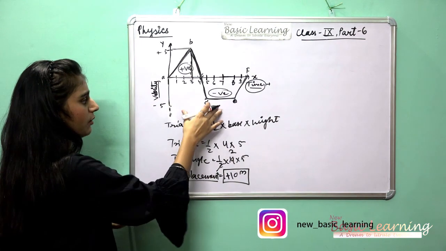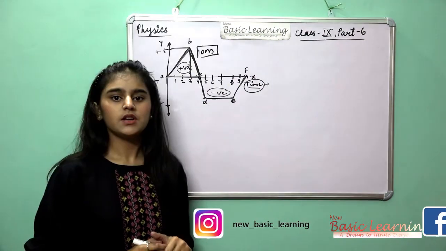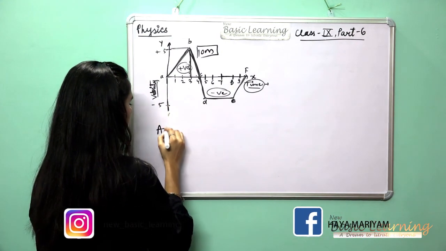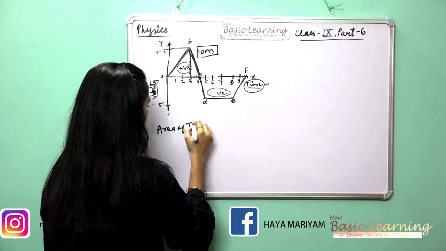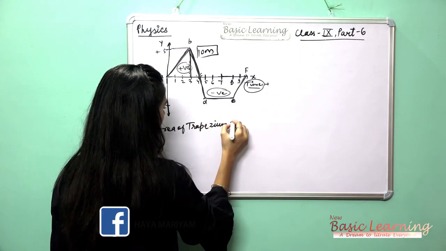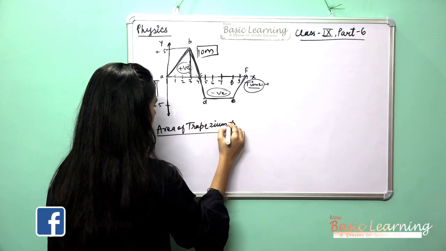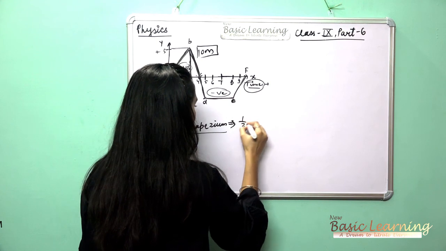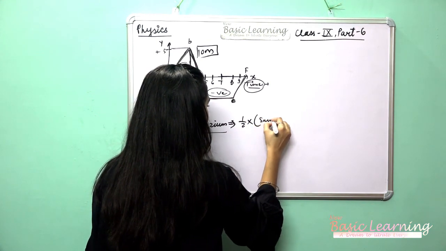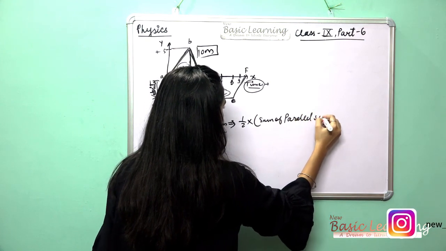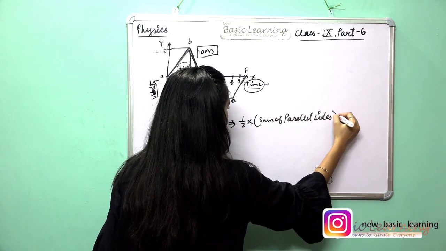So now we will take out the area of trapezium. So now we will calculate the area of trapezium. I hope you remember the formula of trapezium, that is half into sum of parallel sides into height.